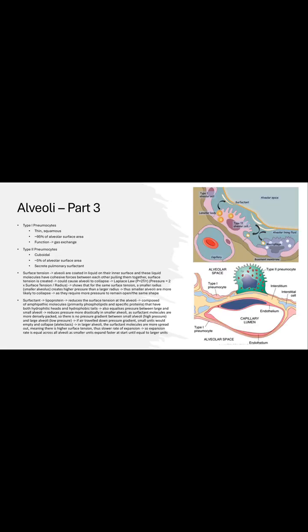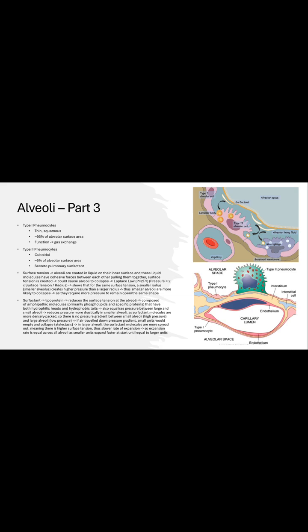Okay, alveoli part 3. This is the last part that we have to cover on alveoli. We have two types of cells in the alveoli. We have type 1 pneumocytes and type 2. Now, type 1 are the typical ones that you'd think of. So they're the squamous epithelium, they're thin with the bulging nuclei, and their function is solely gas exchange. They make up 95% of the alveolar surface area.